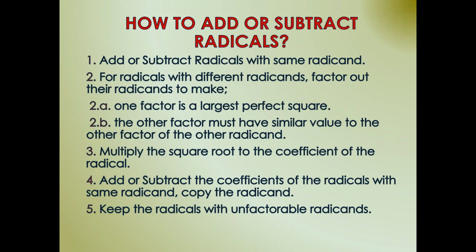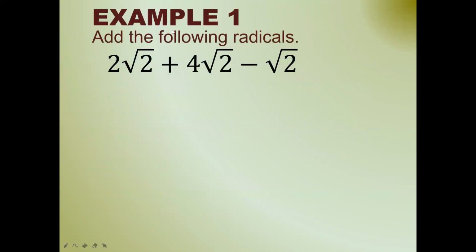Number 5, keep the radicals with unfactorable radicands. So yung mga radicals na hindi natin na-factor out, hindi natin na-simplify, we have to recopy that. Kung hindi natin siya na-combine doon sa mga ibang radicals. Example tayo dito. So we have to add this one. Please take note that you have to consider first the radicand given.